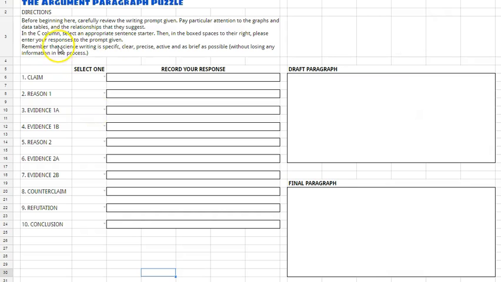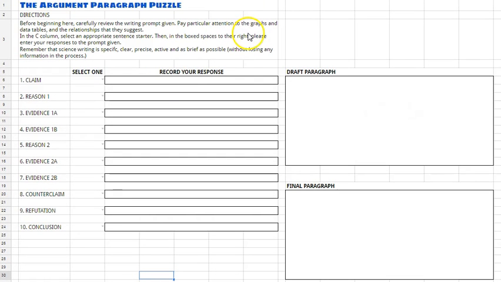I do up here also remind the students to make sure that science writing is specific, clear, precise, active, and as brief as possible without losing any information in the process. Those are all critical for good science writing and things that are difficult for students to do on their own without some practice first. And that's why I give them that extra practice there. So here's how this works.